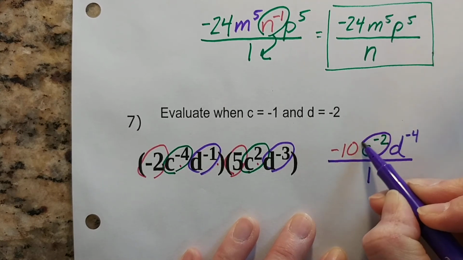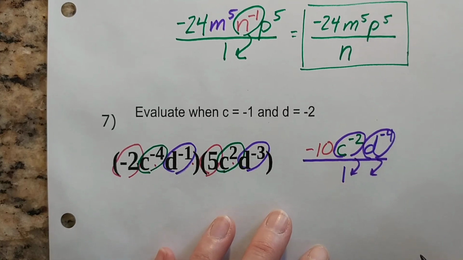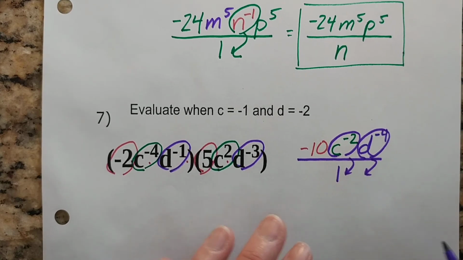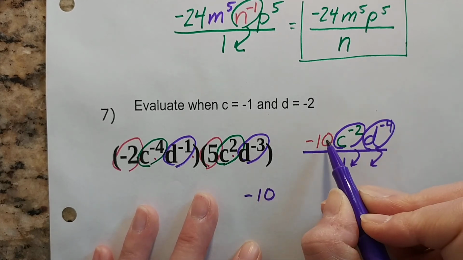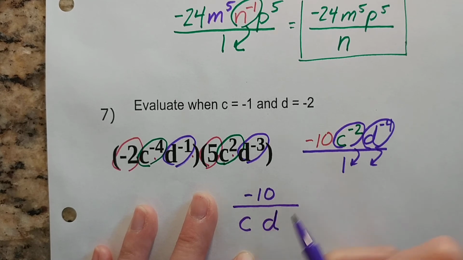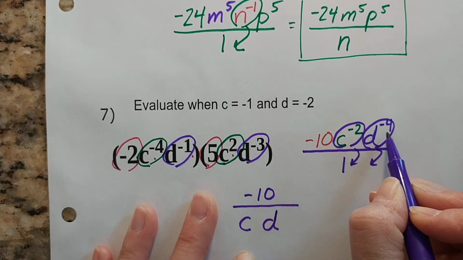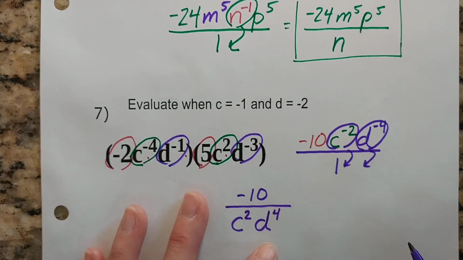Okay, now looking at what I have, I'm going to make a fraction by writing it over 1 because I see that both the c and the d are going to have to move downstairs. That way we can make them positive exponents. So I have negative 10 upstairs. C and d will move downstairs. The negative 2 and negative 4 exponents will become positive. Okay, now I think I'm ready to evaluate.